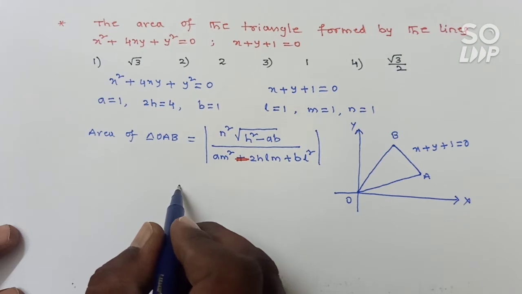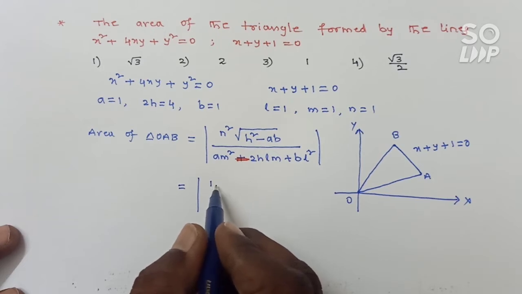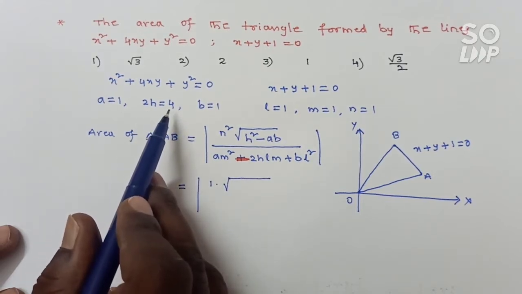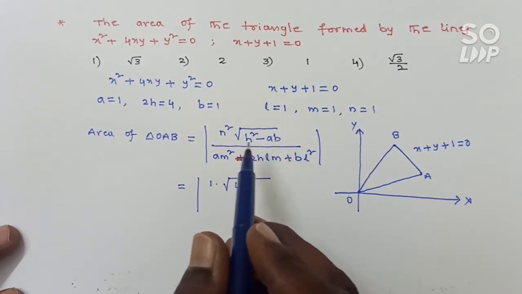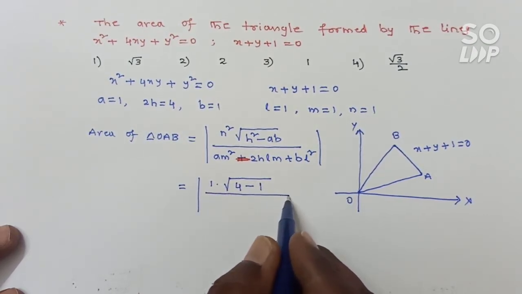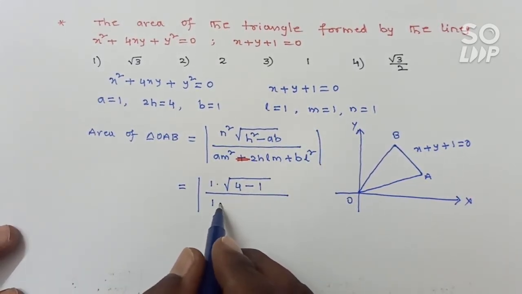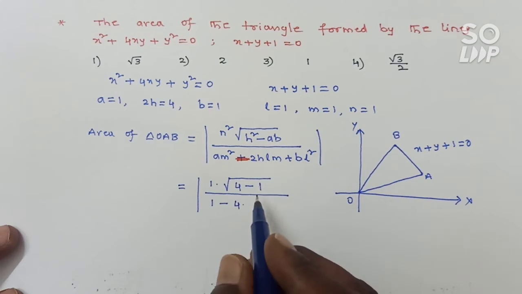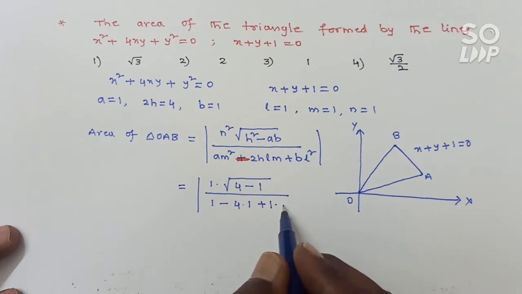What is the n value? n is equal to 1. So n square is 1 square, that is 1, into root of h square. 2h is equal to 4 means h is equal to 2. 2 square is 4 minus a into b. a is equal to 1 and b is equal to 1, so 1 into 1, divided by a into m square: 1 into 1 whole square is 1, minus 2h. 2h is 4 into l into m, which is 1 into 1, that is 1. b is equal to 1 into l square, l is equal to 1.